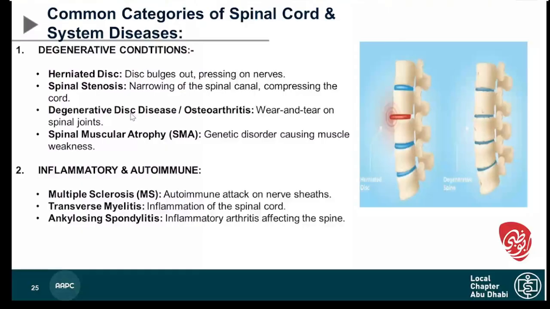Then comes transverse myelitis. Myelitis, itis means inflammation. So transverse myelitis means inflammation of the spinal cord. Then comes ankylosing spondylitis. This is the inflammatory arthritis affecting the spine.